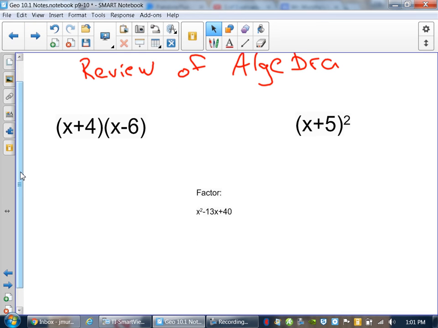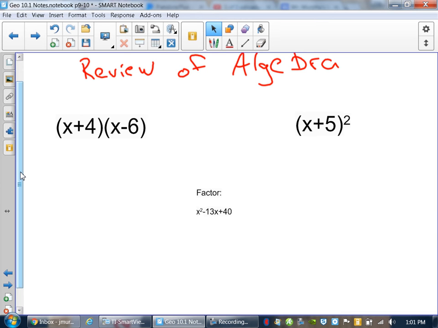So let's review some things, some things that decide to rear their ugly heads: FOILing, distributing, junk squared, and factoring. This chapter is one of those that continually redoes everything that you have seen.